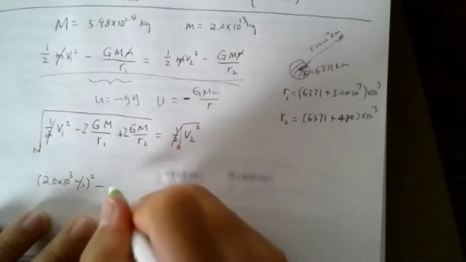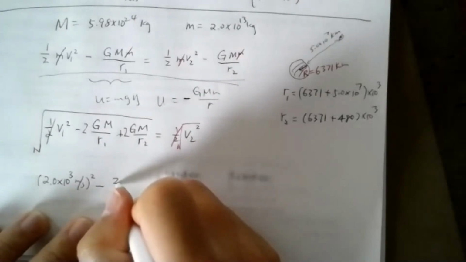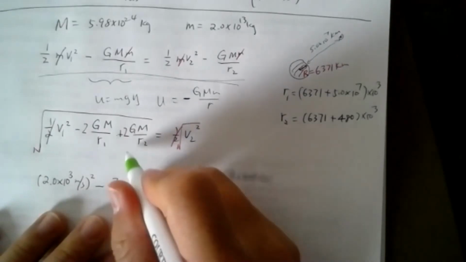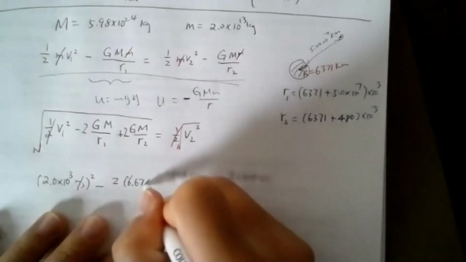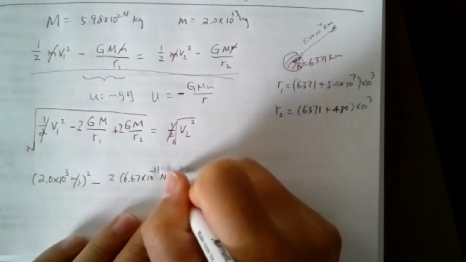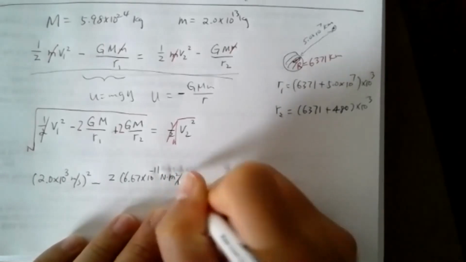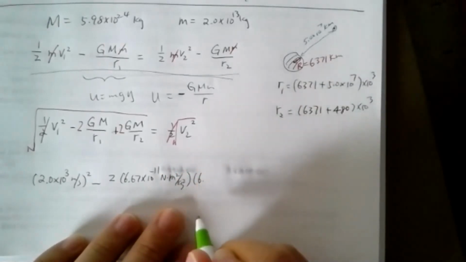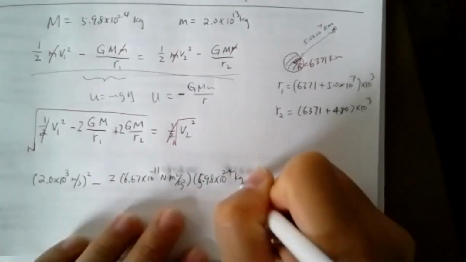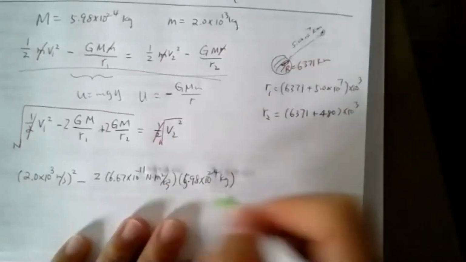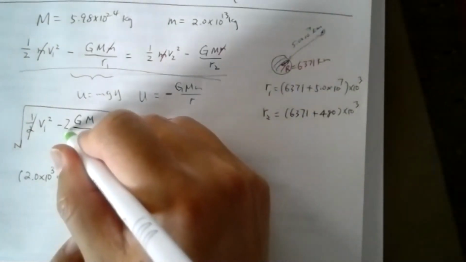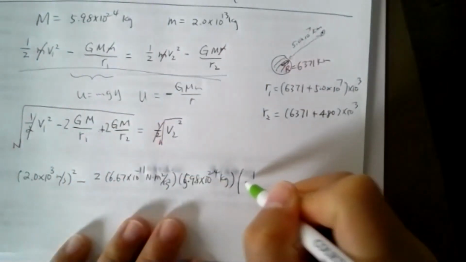Or minus this one first. Minus 2 times G, 6.67 times 10 to the minus 11 newtons meter squared over kilogram squared, times 5.98 for the mass of the Earth, times 10 to the 24 kilograms. And then divided by R1. So I'm going to just factor out 2GM first, and then this will become 1 over R1.